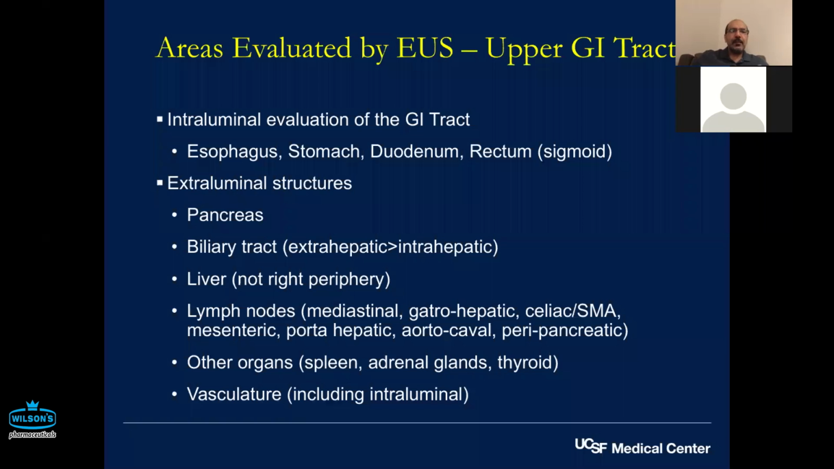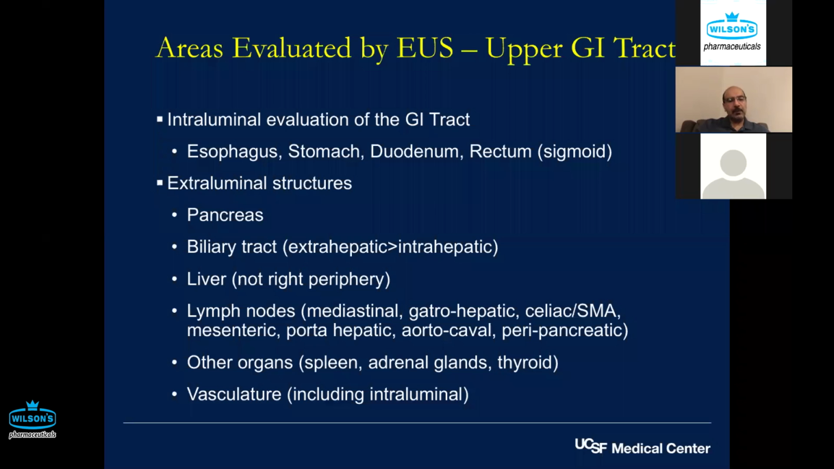In terms of areas evaluated by EUS, in the upper GI tract, of course, intraluminal can be wherever the scope can get to, so esophagus, stomach, duodenum. Lower GI tract, of course, rectum and distal colon. And the extraluminal structures, which is primarily what we use it for most commonly, would be the pancreas, the biliary tree, liver, lymph nodes, other organs, and vasculature.